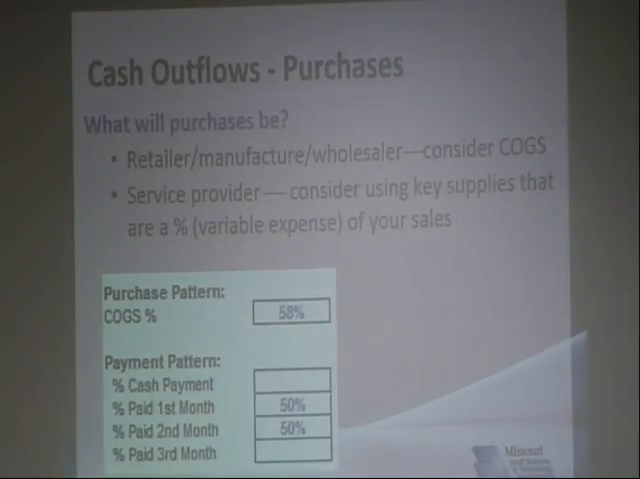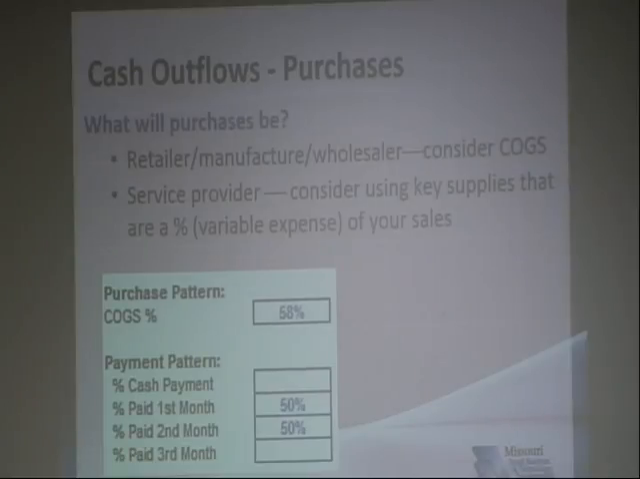So, remember what we said. We're going to use 58% of a cost of goods sold. Now, it's going to get a little more complicated than just throwing in 58% of sales as our purchase. Because, think about it this way. When we purchase something, just like when we sell something, is not necessarily when the cash changes hands.